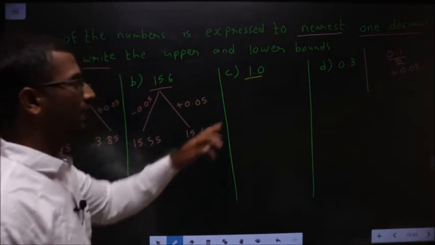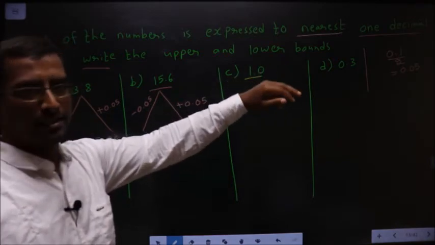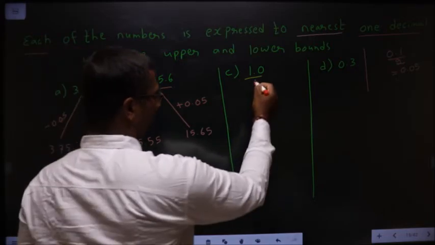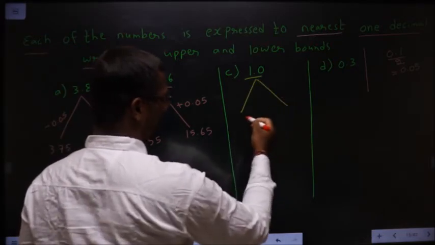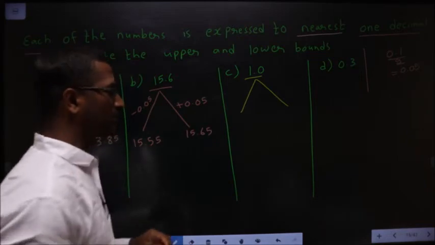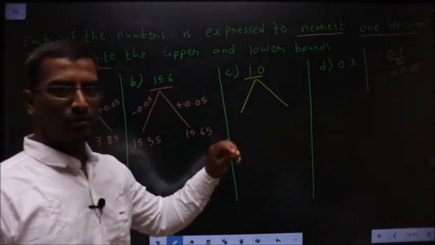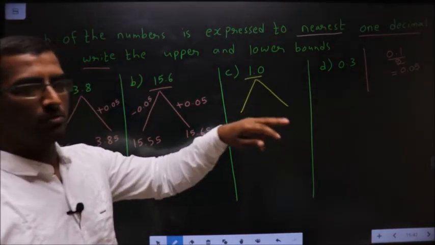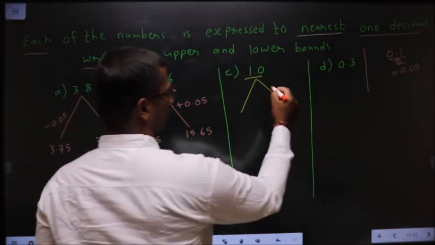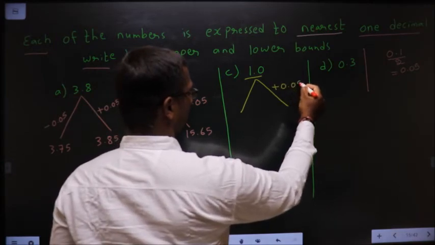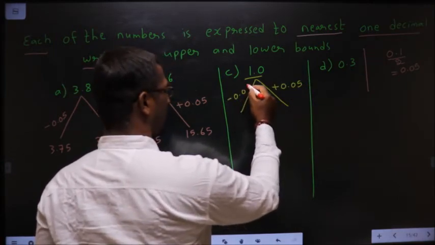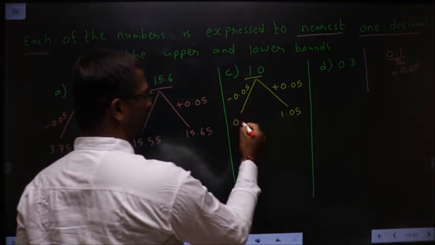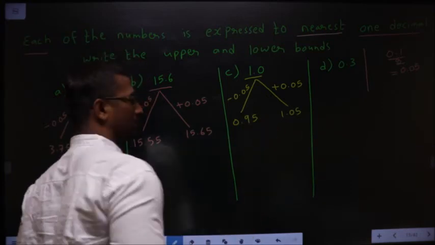1.0. Even this is also to the nearest one decimal. One decimal means 0.1. Now, what you should subtract and add to get the lower and upper bound is, whatever it is nearest to, you should do half of that. We already did and we got 0.05. So add that and subtract that. So when I add I get 1.05, if I subtract I get 0.95.